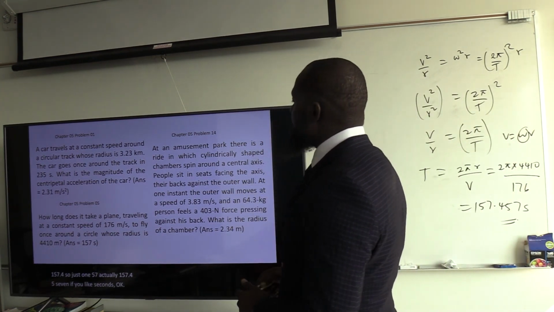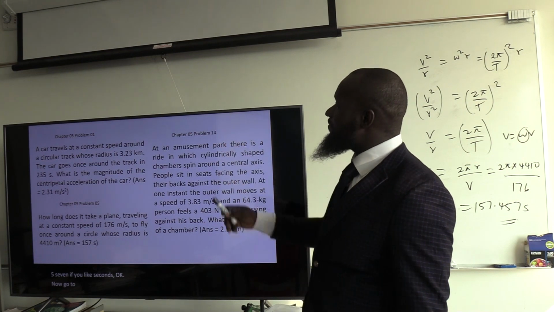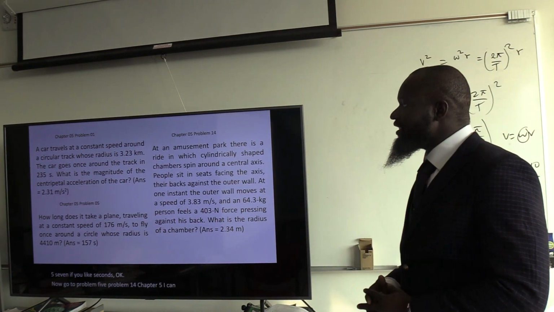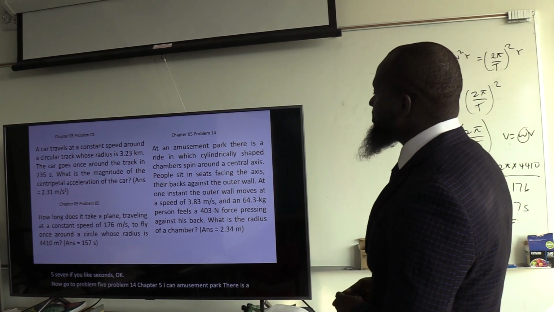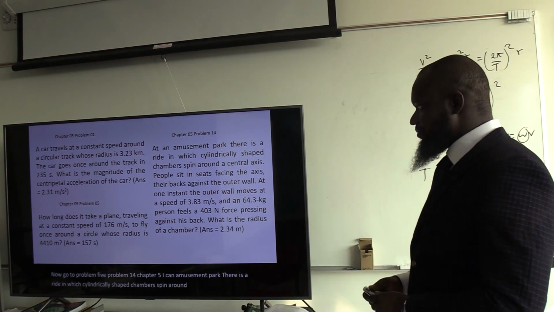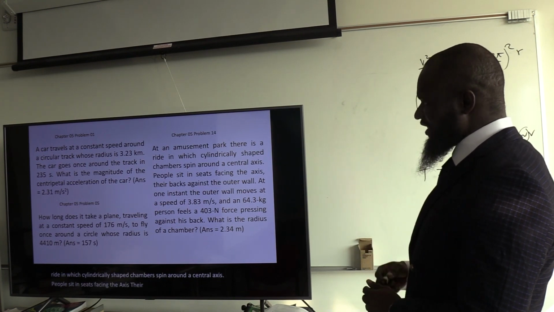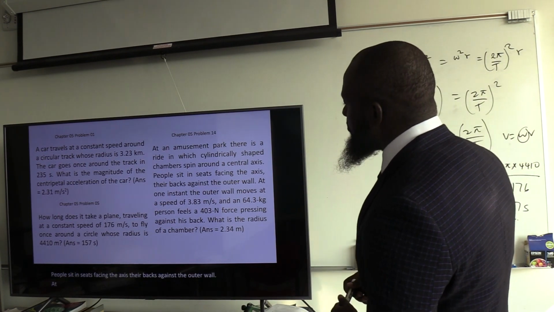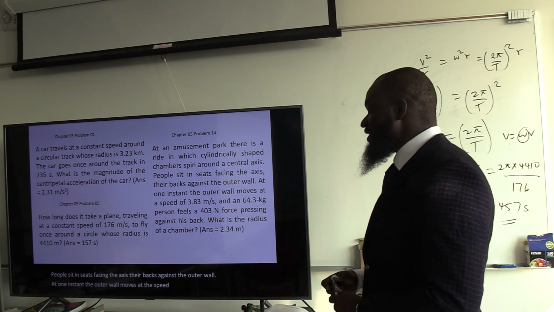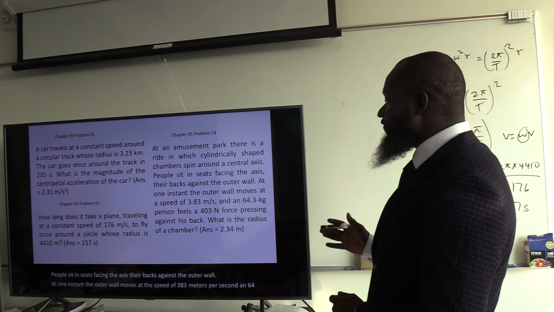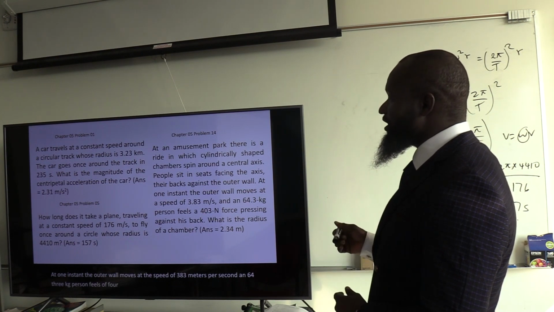Now we'll go to a problem. That was problem 05. Problem 14, chapter 5. At an amusement park, there is a ride in which cylindrically shaped chambers spin around the central axis. People sit in seats facing the axis, their backs against the outer wall. At one instant, the outer wall moves at a speed of 3.83 meters per second, and a 64.3 kilogram person feels a 403 Newton force pressing against his back.